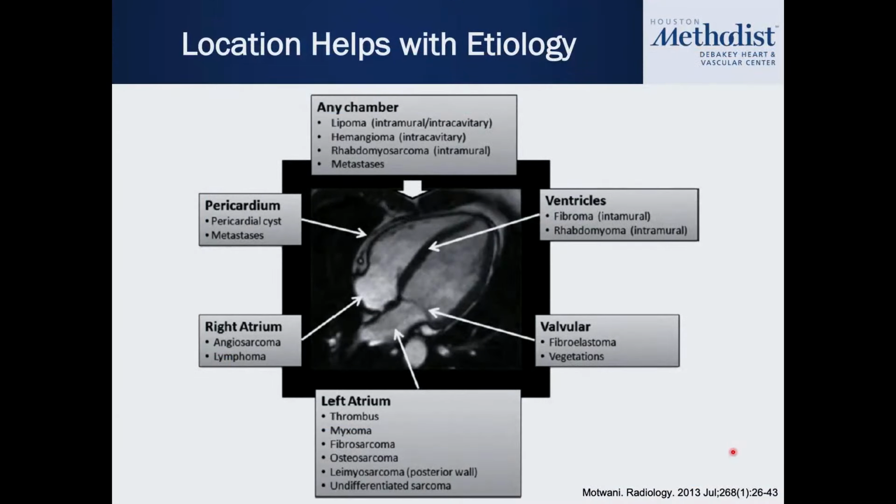Even you can use it for echo in terms of, based on the location, what to think about, right? So if you see something on the valve, it's vegetation usually or fibroelastoma, right? If you see something in the left atrium, thrombus, myxoma. I'm gonna just name the top here. Right atrium, angiosarcoma, lymphoma, metastasis, right? Because they go through the venous side. Pericardium, also metastasis can spread to the pericardium or invade the pericardium, or a pericardial cyst. And then within the ventricular walls, usually we have fibromas and rhabdomyomas. Lipomas, hemangiomas, metastasis also, like they can cover any chamber. But this is a nice visualization.